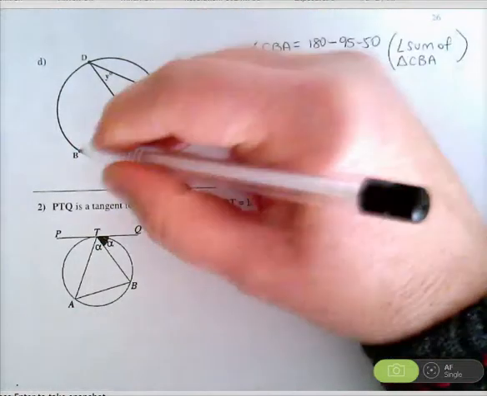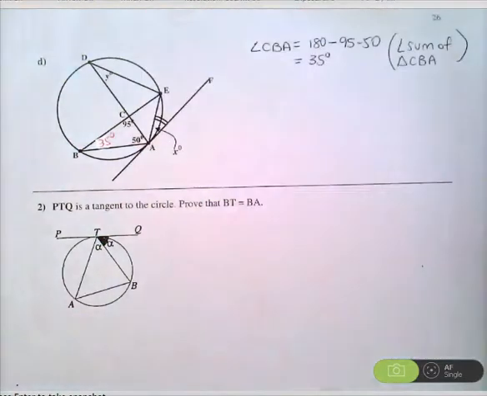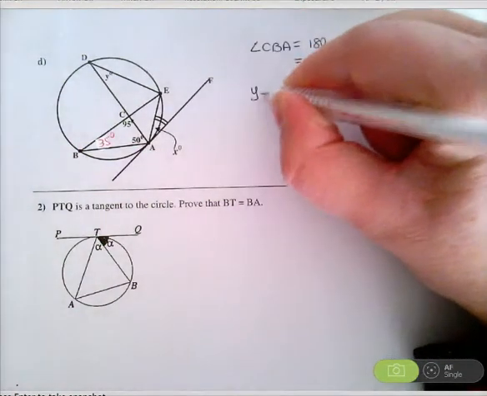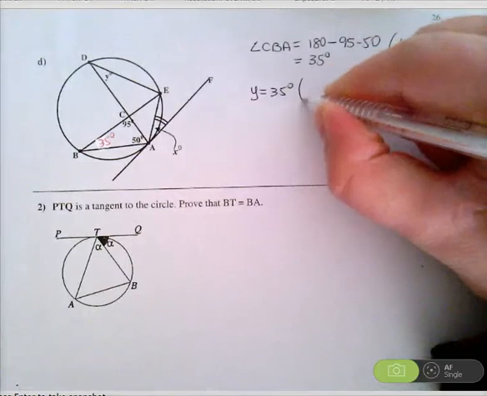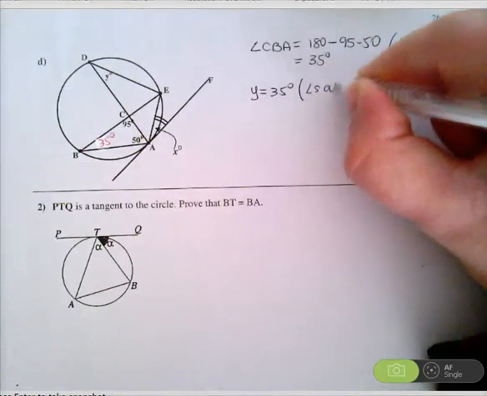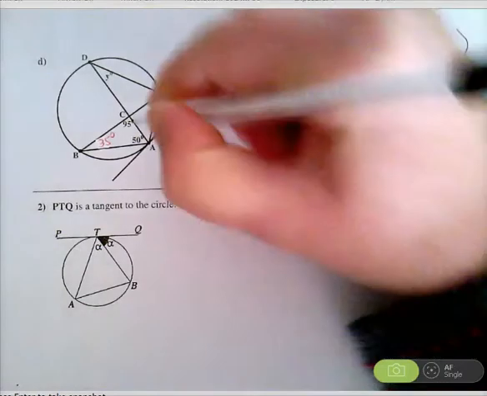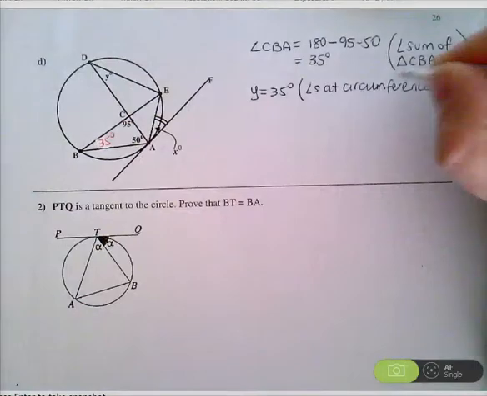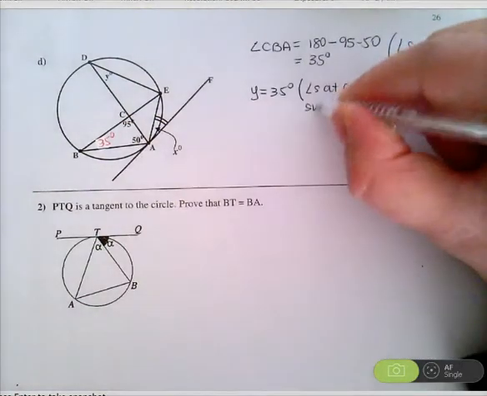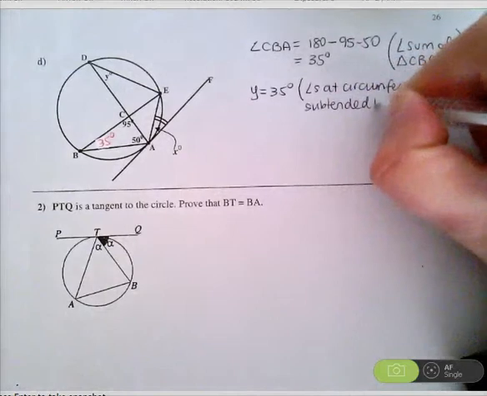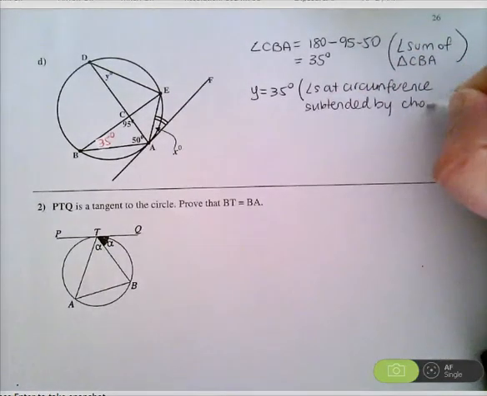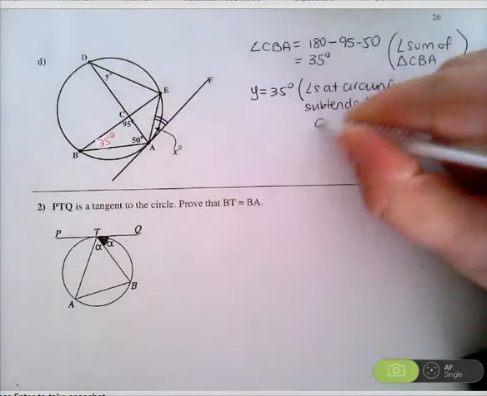Therefore, we can work out the Y as well now. We can say Y is also equal to 35 degrees. Reason: angles at the circumference. Okay, so we know that 35 equals Y. Angles at the circumference subtended by chord EA are equal.